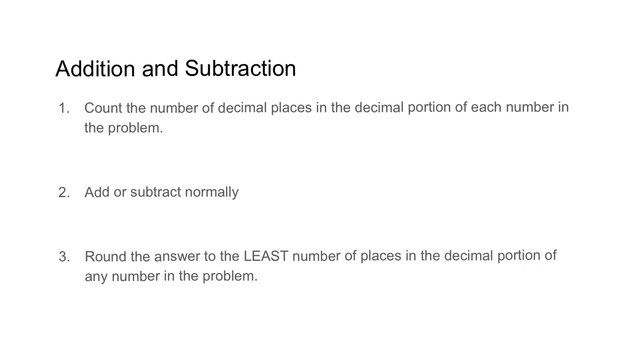2.623 for our number. Add and subtract normally, and I'm going to take that 2.623, and we're going to round that number to the least number of places in the decimal portion of any number in the problem. Now what does that mean? That means that if this number here has 1 decimal place and this number here has 3 decimal places, that we are going to round this number here to 1 decimal place, which would be this number right here.